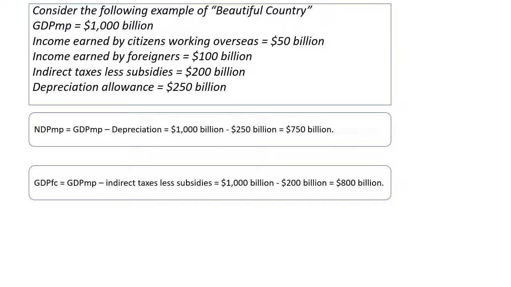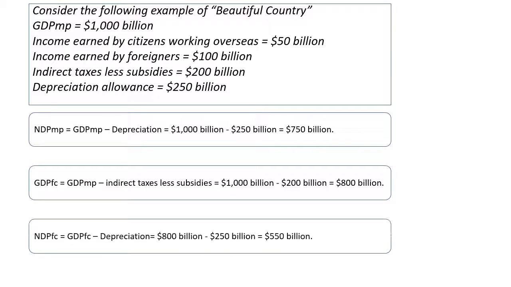Now we know GDP-MP, we can derive GDP-FC. And what is GDP-FC? This FC is factor cost, and this is related to market price. So we already know GDP-MP is 1,000 billion, and if we remove indirect taxes less subsidies from there, we get GDP-FC. And so 1,000 minus 200 billion will give us $800 billion, and that will be GDP-FC.